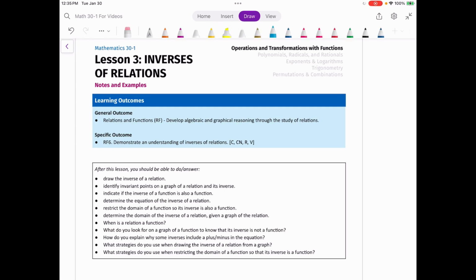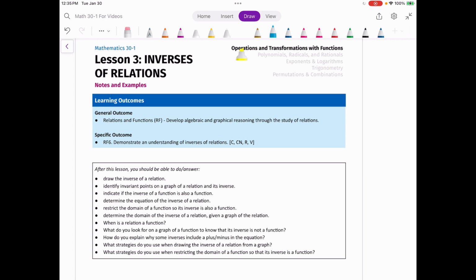Alrighty, folks. Let's move on here to lesson 3. We're going to talk about inverses of relations. This is going to wrap up topic 1 of our first unit. So we can think of this as almost like the halfway mark, although it's actually a little more than half of the unit in terms of number of lessons.